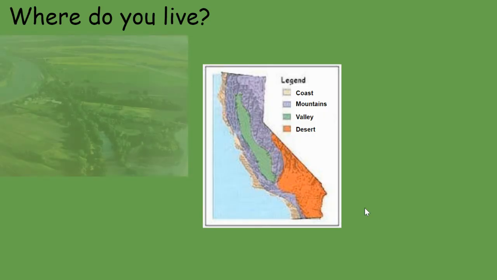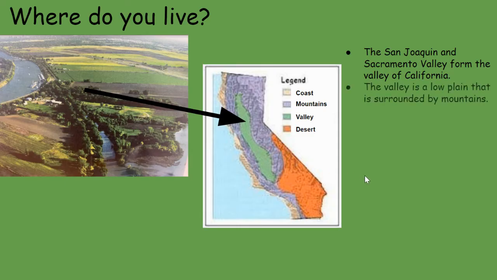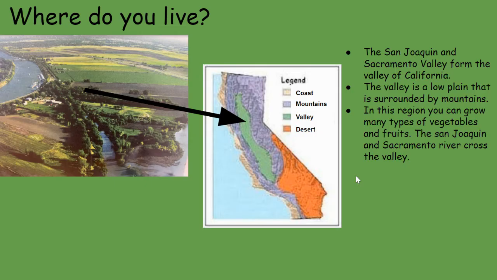The next region that I'm going to talk about is the Valley region, which is this green area here. So the San Joaquin and the Sacramento Valley form the Valley of California. The valley is a low plain that is surrounded with mountains, which is all this purple. All this purple area is mountains, and it surrounds the valley. So in this region, you can grow many types of vegetables and fruits, and the San Joaquin and Sacramento River cross the valley.